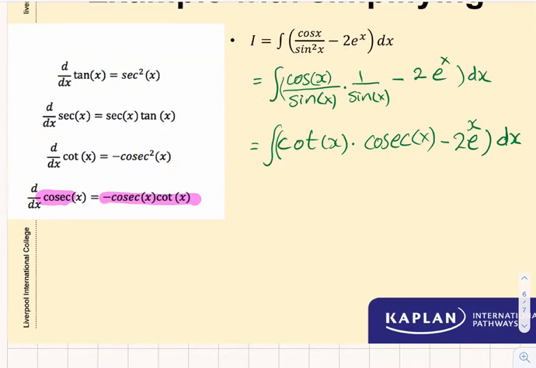So this will be minus cosecant x, and then the integral of minus 2e to the power x, we know this, which will be the same as it is for e to the power x, so it's minus 2e to the power x plus c. So that's the answer for it.